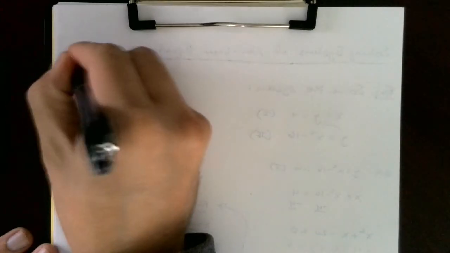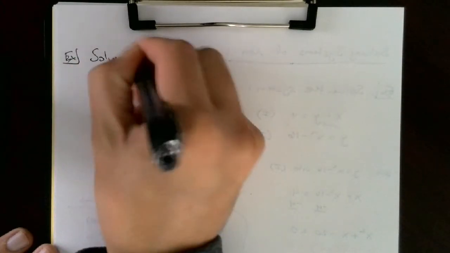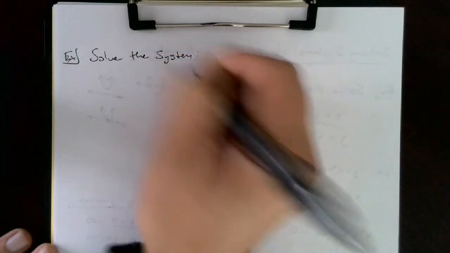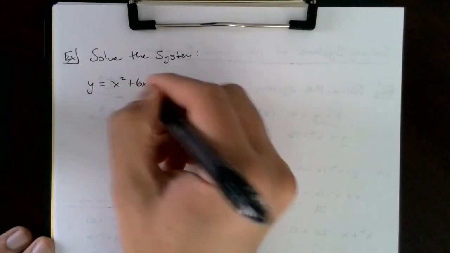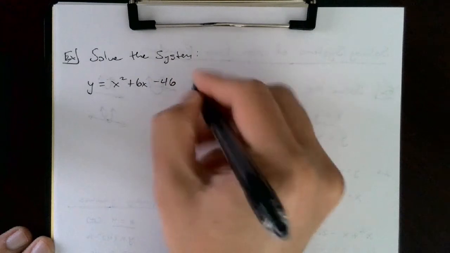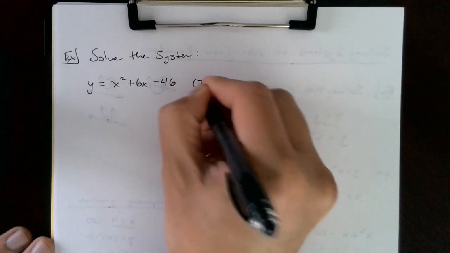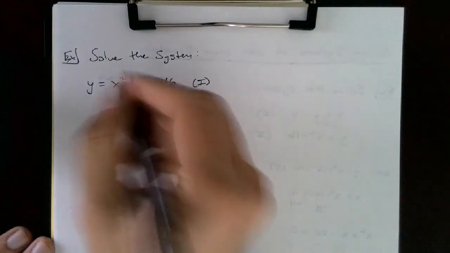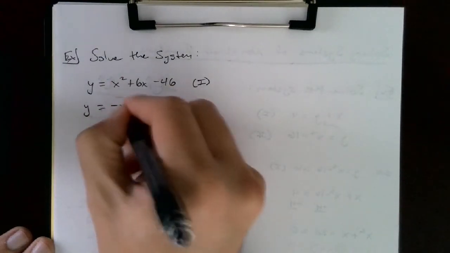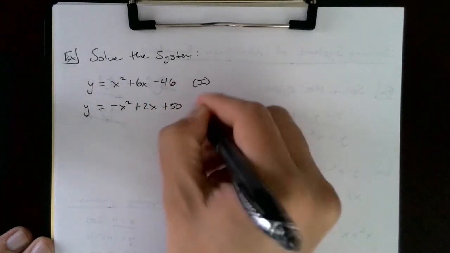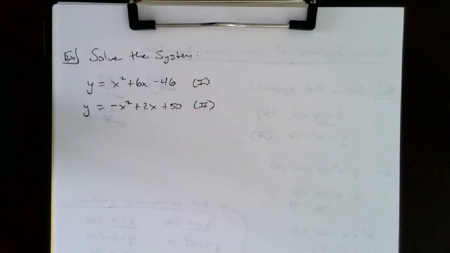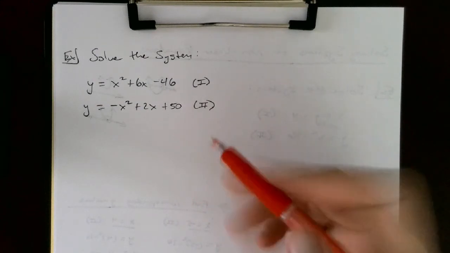If I said to solve the system, I've got y equals x squared plus 6x minus 46, and I'll label that equation 1. Remember, if you're doing this, you should label it for yourself. The second equation will be y equals negative x squared plus 2x plus 50. This will be equation 2. And we're trying to solve the system of equations.